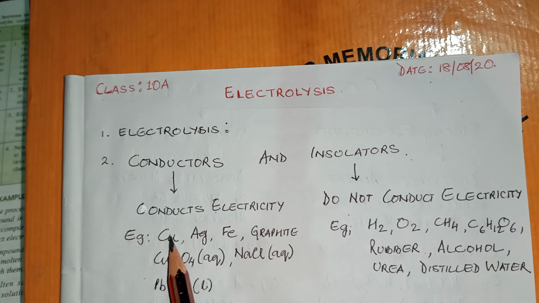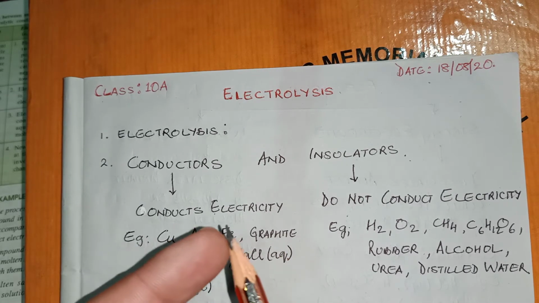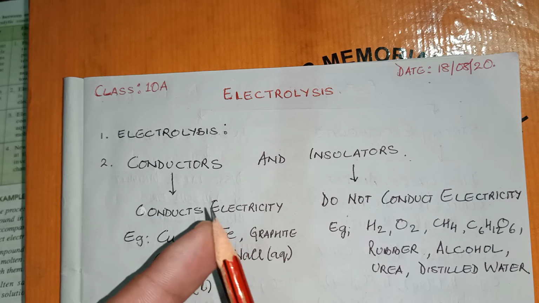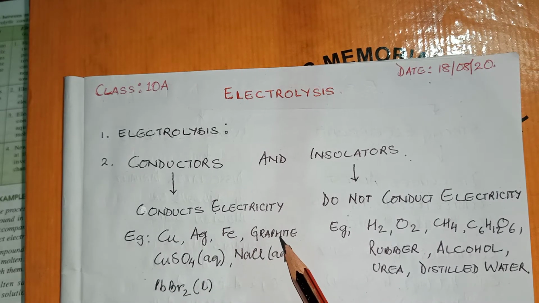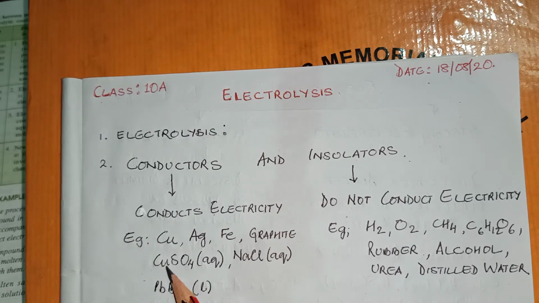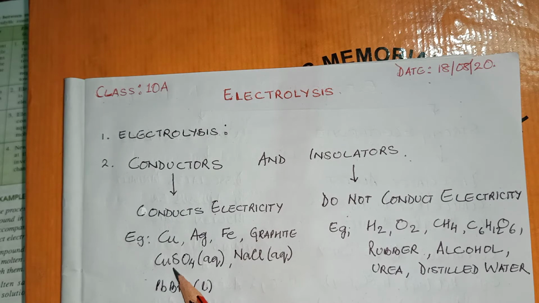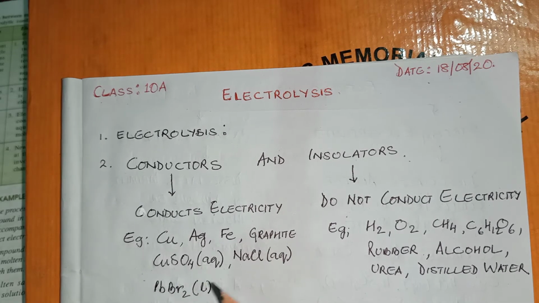For example, copper, silver, iron, graphite. This pencil lead is made up of graphite, carbon, an allotropic form of carbon. So graphite, being a non-metal, conducts electricity. Some compounds such as copper sulfate in its aqueous state, so always remember we have to write (aq). The solid state compound will not conduct electricity, although it is an ionic compound. It has to be in aqueous or molten state.